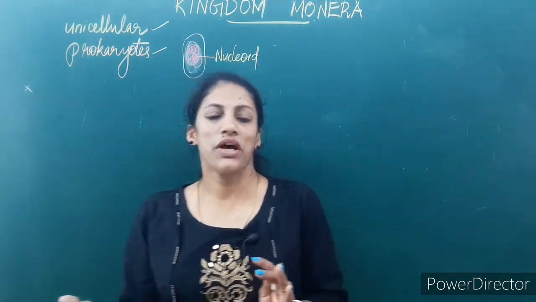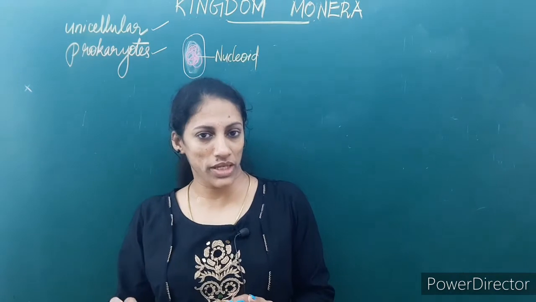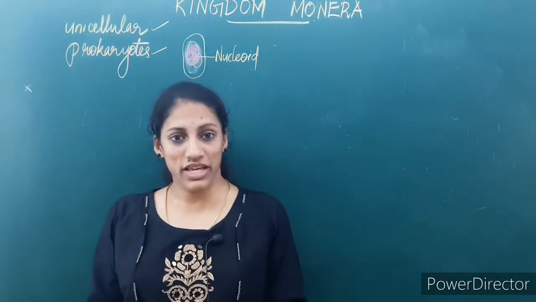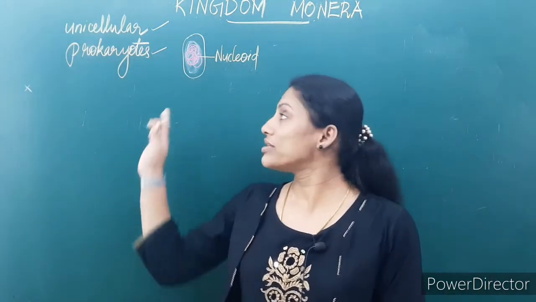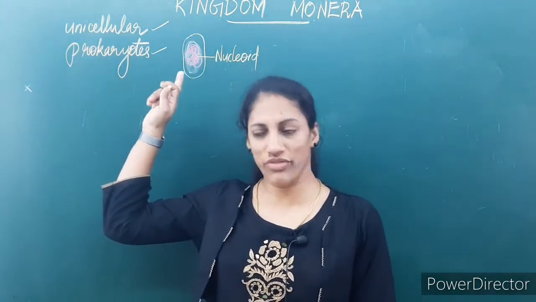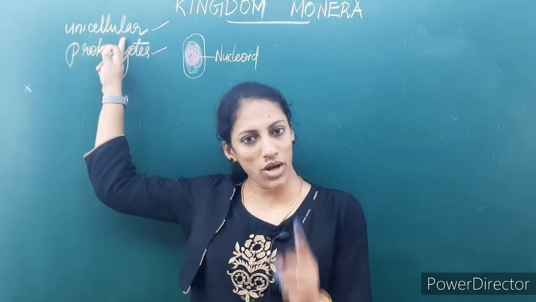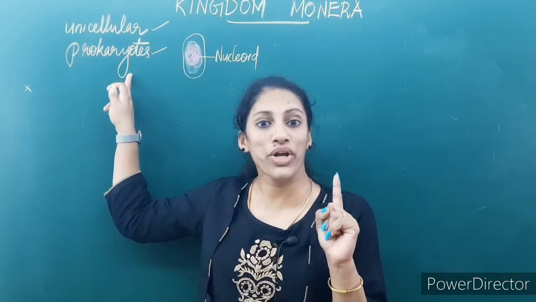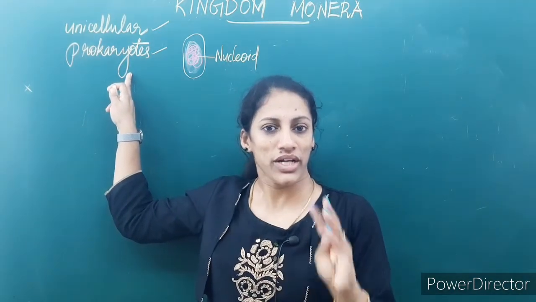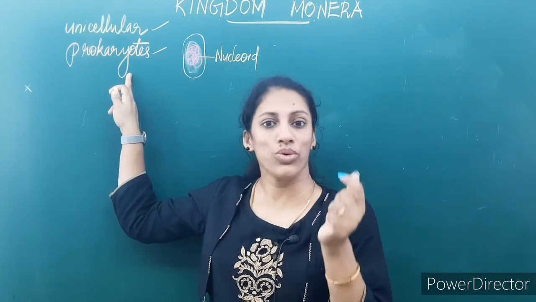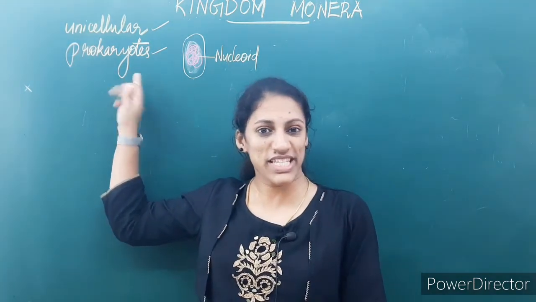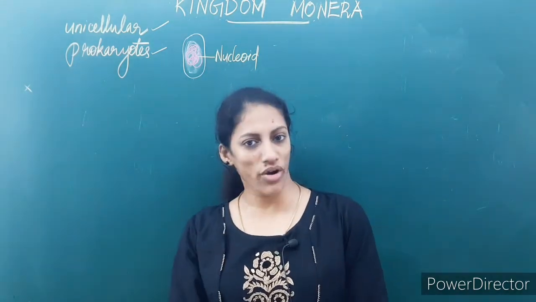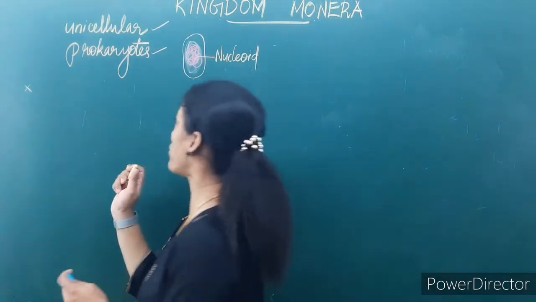No true nucleus. Pro means primitive, karyon means nucleus. So these organisms, Monerans, are prokaryotes, meaning they have no true nucleus. You have studied this from the basic 6th or 7th standard onwards. So Kingdom Monera consists of organisms which are unicellular, only one cell, and they are prokaryotes, meaning the single cell does not have a nucleus. Instead, its genetic material remains scattered in a region called nucleoid.